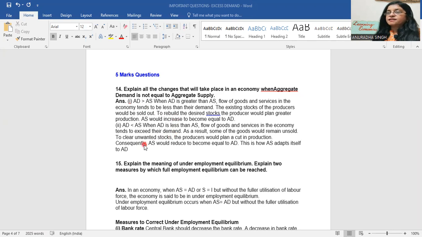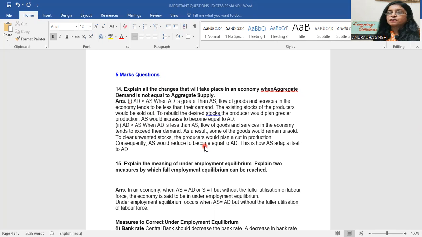In the second case, aggregate demand is less than aggregate supply. It will be deficient demand, or deflation, or a deflationary gap. Due to this, there will be less demand as compared to supply. I repeat it again because I had, by mistake, spoken incorrectly. So aggregate demand will be less and the goods will not be sold.